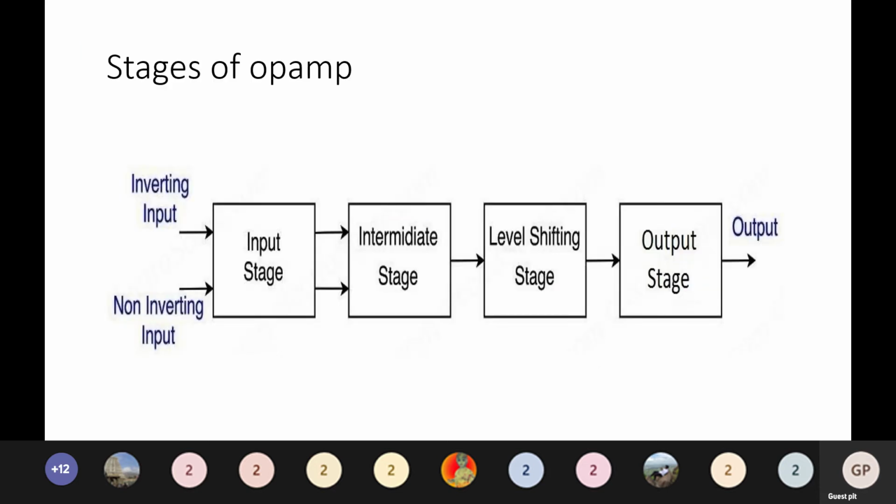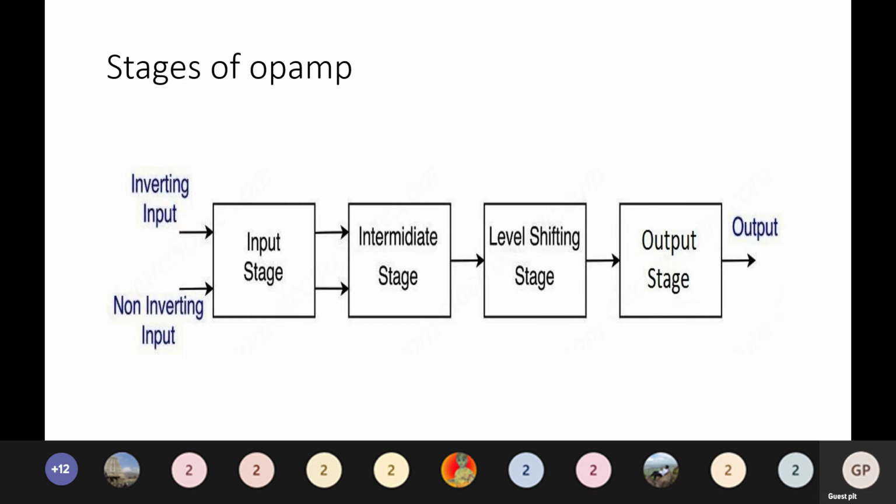Now the stages of op-amp. So what do you have inside an op-amp? The internal circuit of an op-amp is quite complex. So instead of explaining this op-amp with the circuit, we can understand the concept with respect to this block diagram, right? The op-amp consists of 4 main stages: input stage, intermediate stage, level shifting stage, and output stage. So we'll see them one by one.